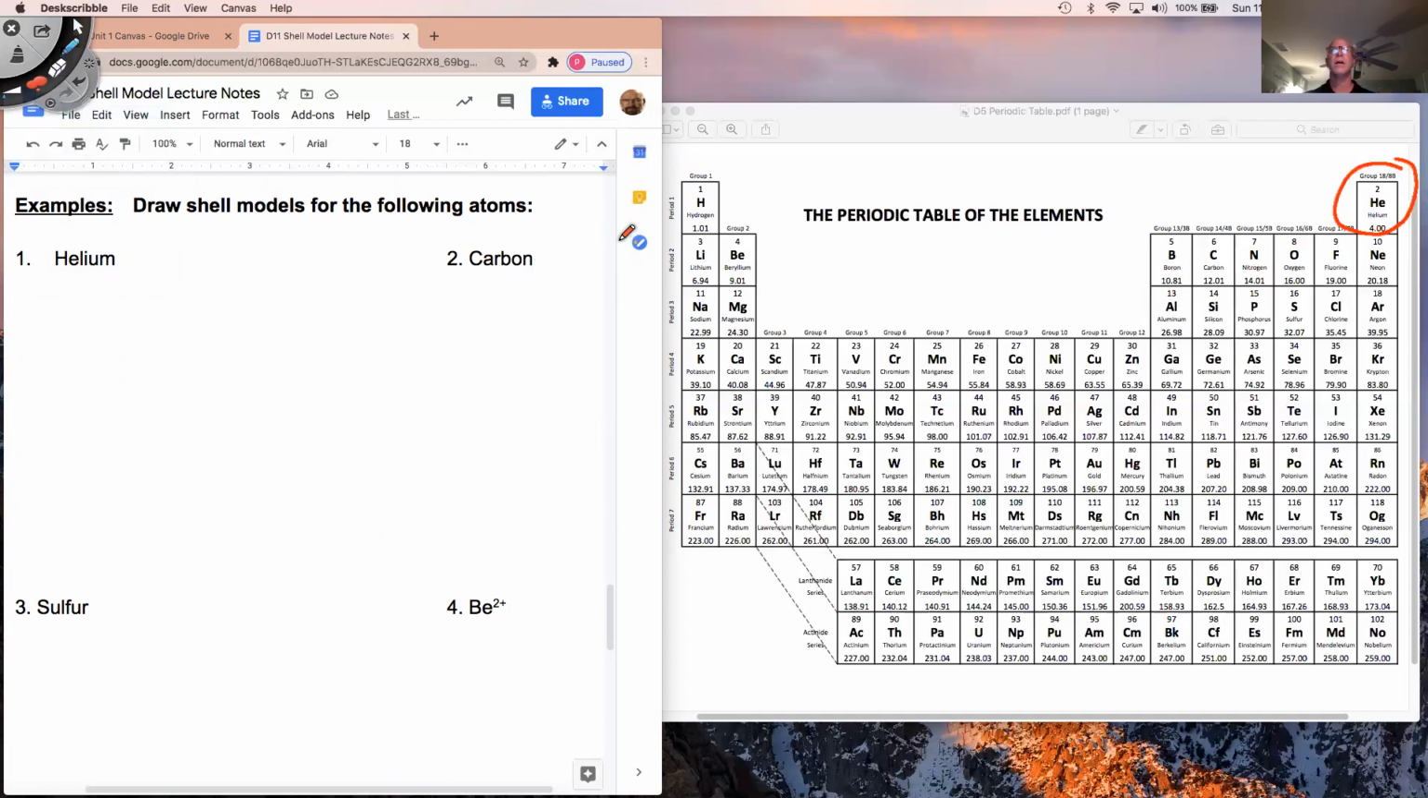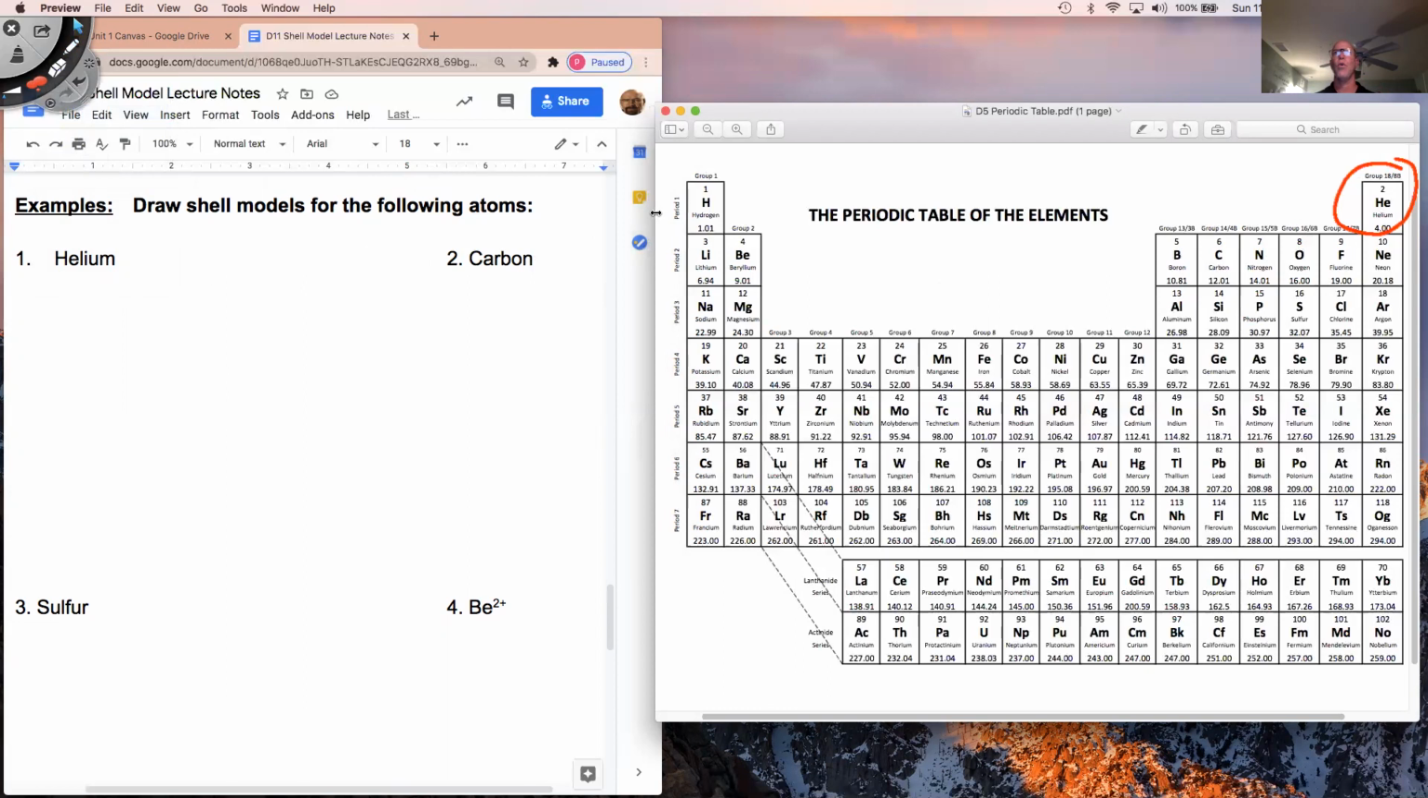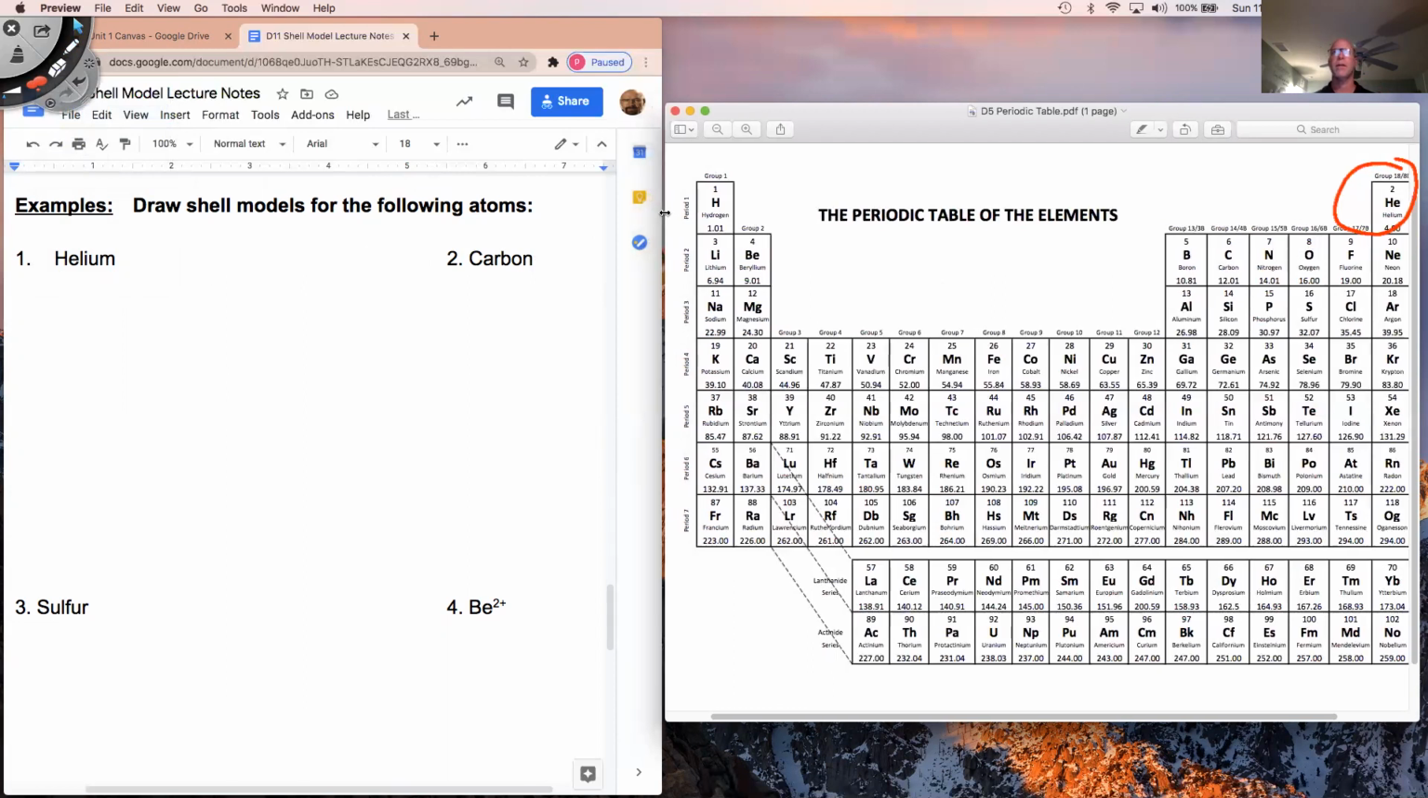What shell is helium on? What row is helium on? If we take a look, I'll put these numbers back in for you. You can see them, they're there. I'm just making these bigger for you.